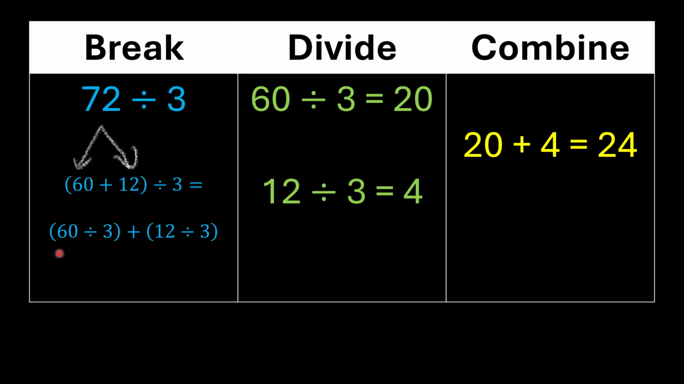So we divide 60 by 3 plus 12 by 3. So 60 divided by 3 is 20 and 12 divided by 3 is 4. Then we just add the 20 and the 4 up to give us 24.